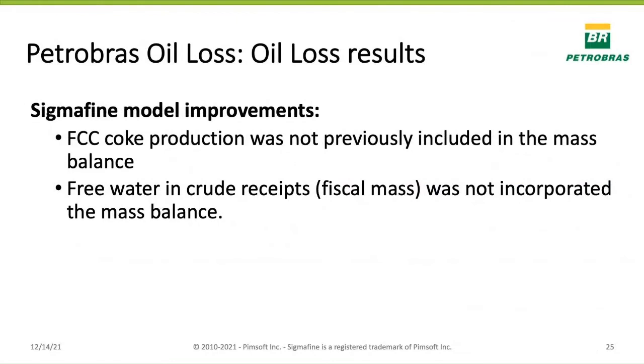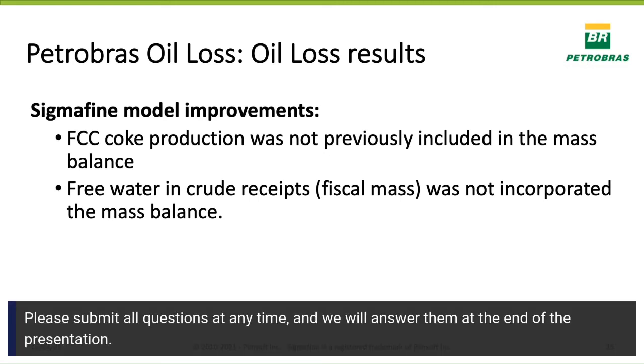Some of the improvements they made were the inclusion of the FCC coke production in the mass balance, which previously was not included, and also incorporating and compensating for the presence of free water in the crude receipts, which was overestimating the amount of inputs from the feedstocks.